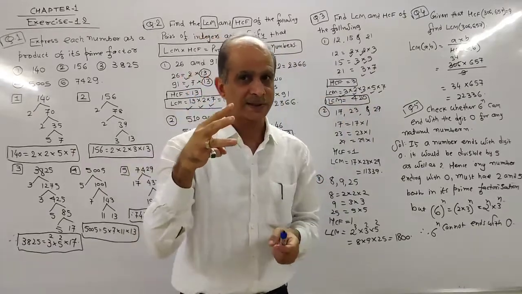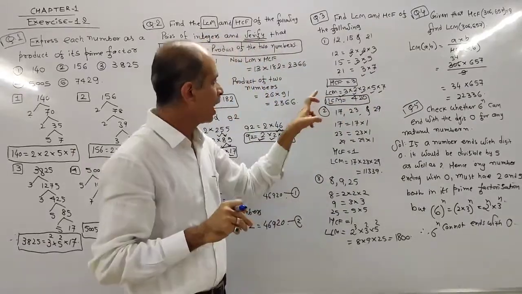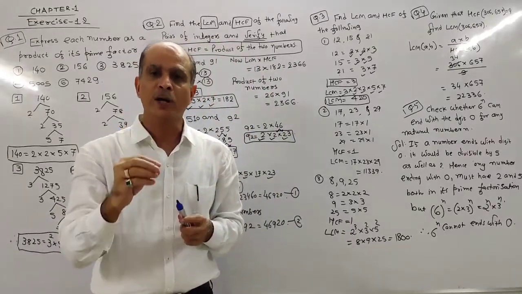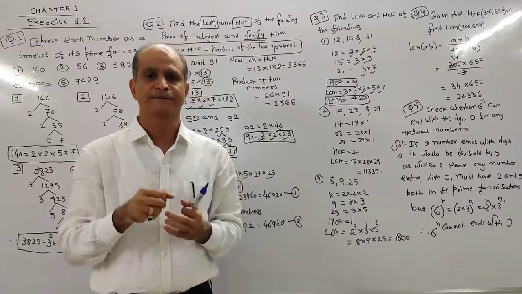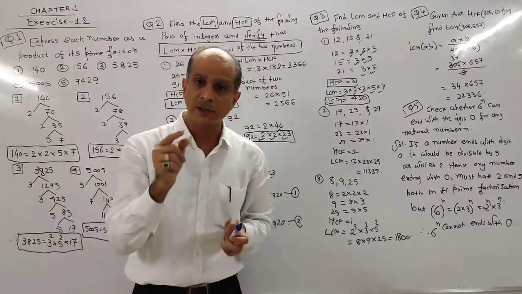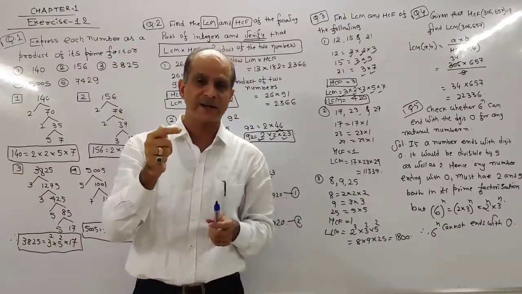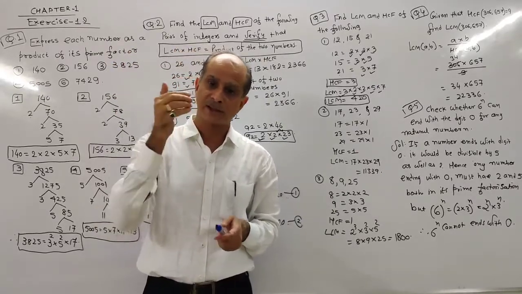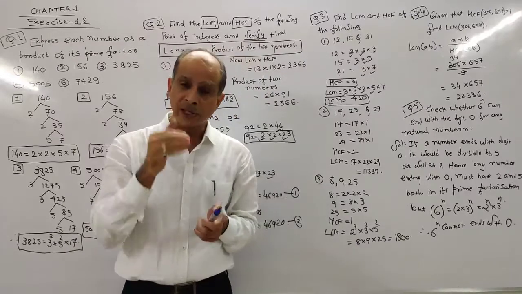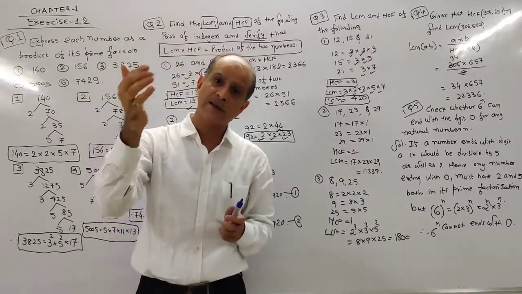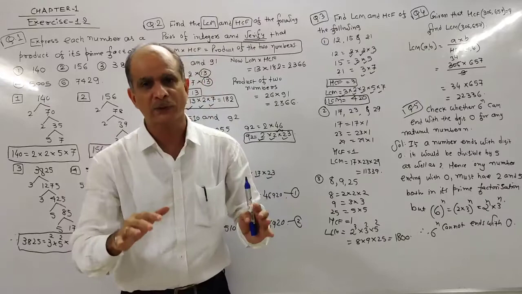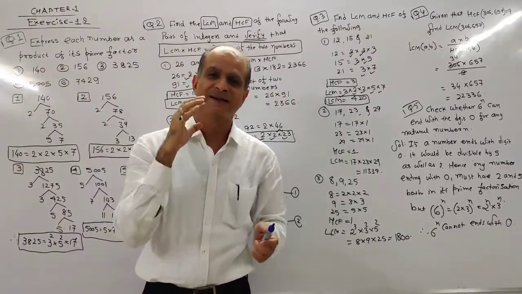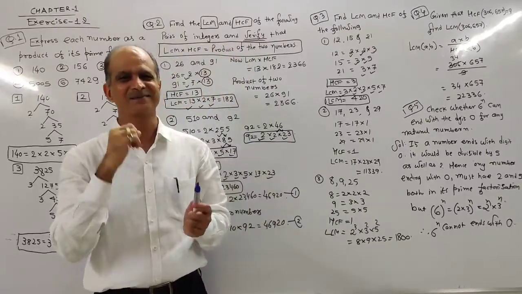So when three numbers are given to you, how to find out LCM? First of all, you have to write common from these three. Then you have to write common from first number and second number. Then common from second and third. Then common from third and first. Then you have to write the remaining terms. Then multiply all the numbers. You will get your LCM of three numbers.